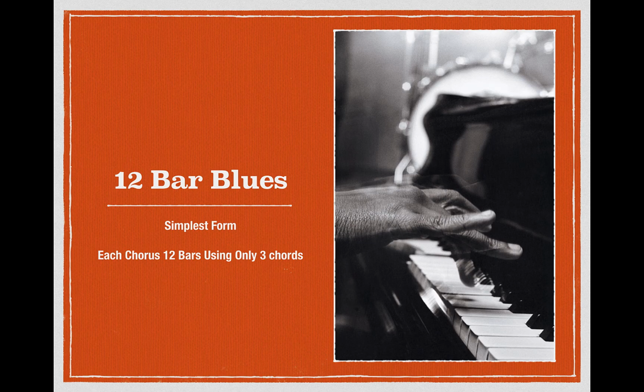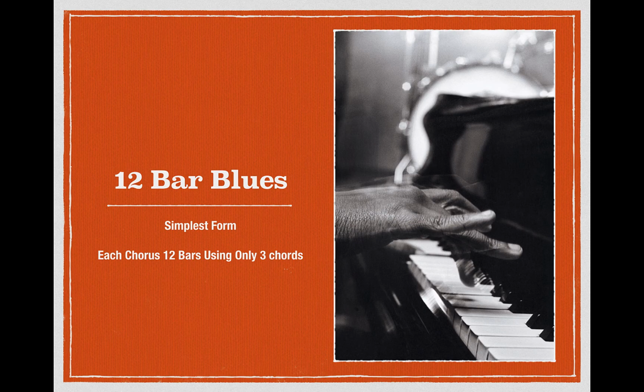The simplest form is something called the 12-bar blues. Now, I have a little bit of this demonstration in my video, but it's very simple. It's only 12 bars, meaning 1, 2, 3, 4, 2, 2, 3, 4, 3, 2, 3, and we count to 12. And then a chorus repeats and repeats.